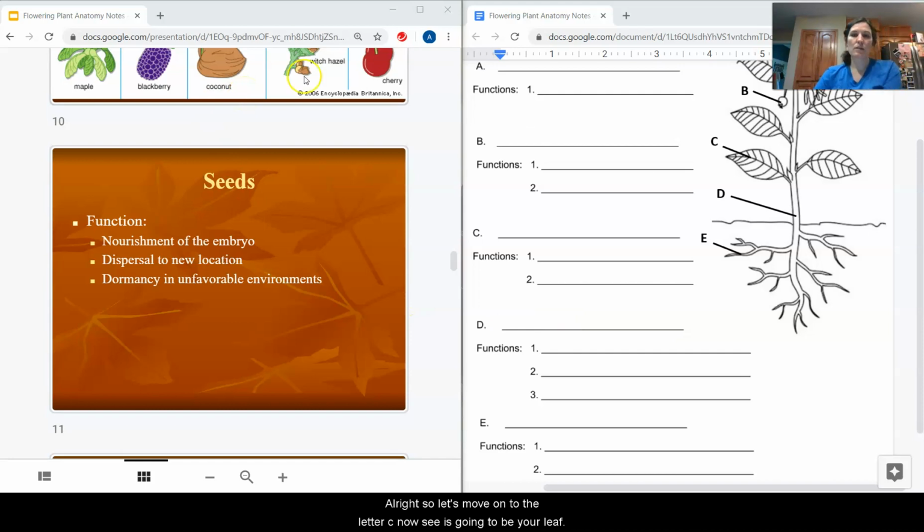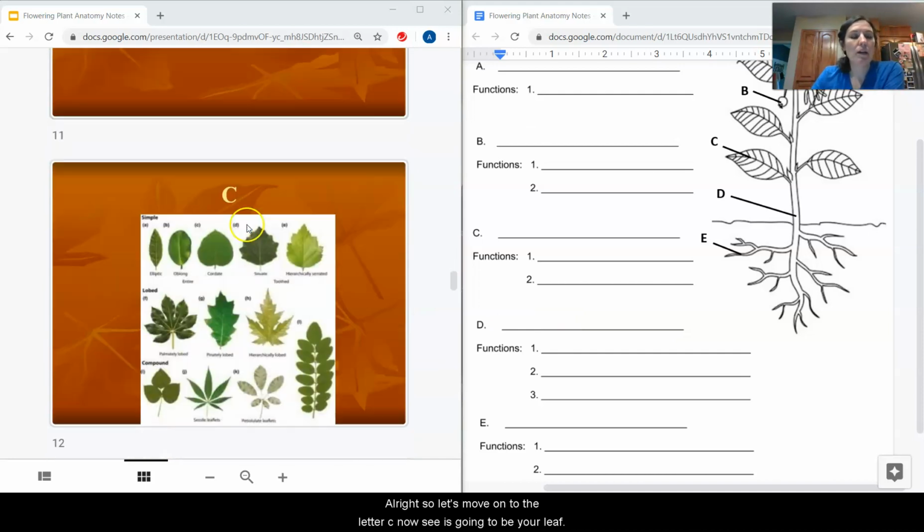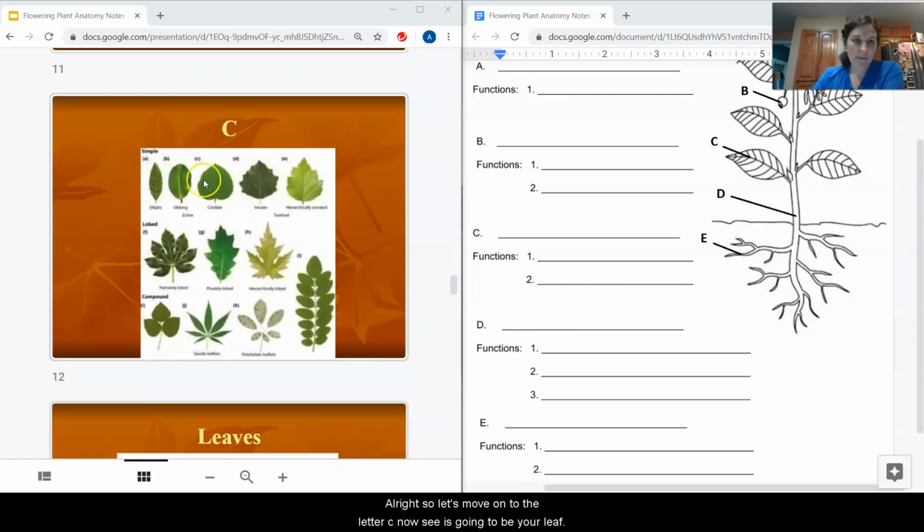All right, so let's move on to the letter C. Now, C is going to be your leaf. And the cool thing about plants is not only do their flowers and seeds have tons of variety, colors, and shapes, but their leaves have tons of variety. And so here's the deal.